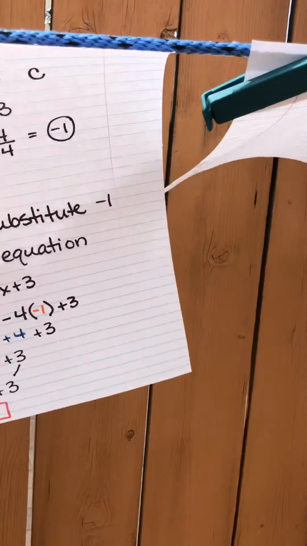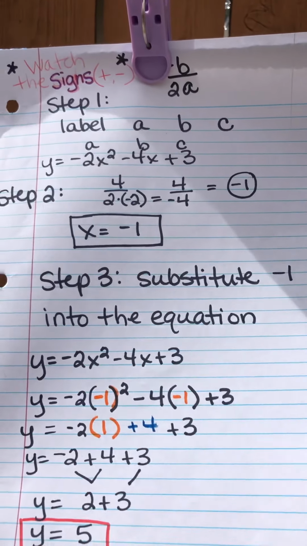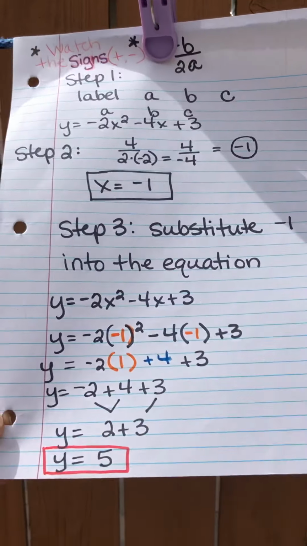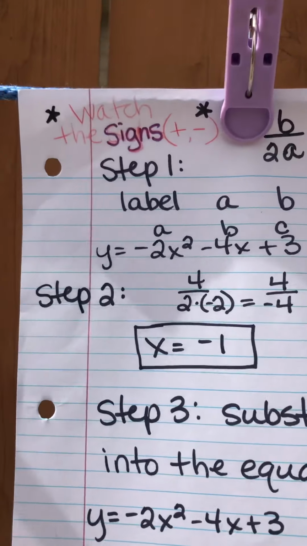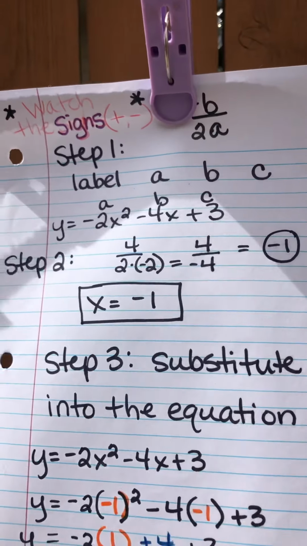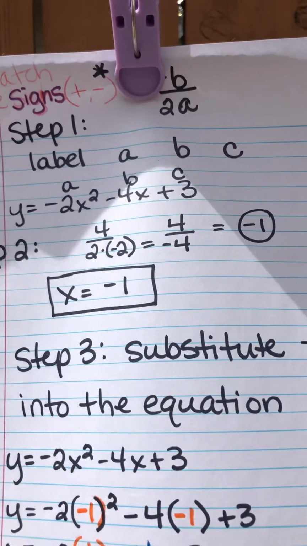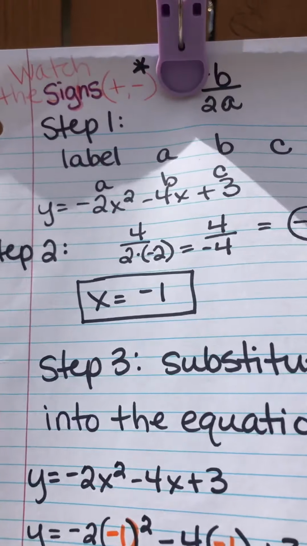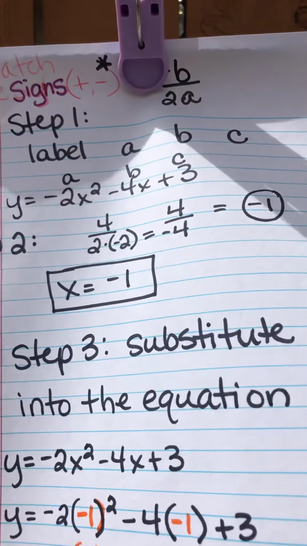This is going to be a little bit harder because we have some negatives here that we have to work with. So number 1 right up there at the very top where I put the star, I said watch the signs, positive and negative. Okay, step 1, we're going to do the same thing. We're going to label A, B, and C our equation, which is y equals -2x squared minus 4x plus 3.